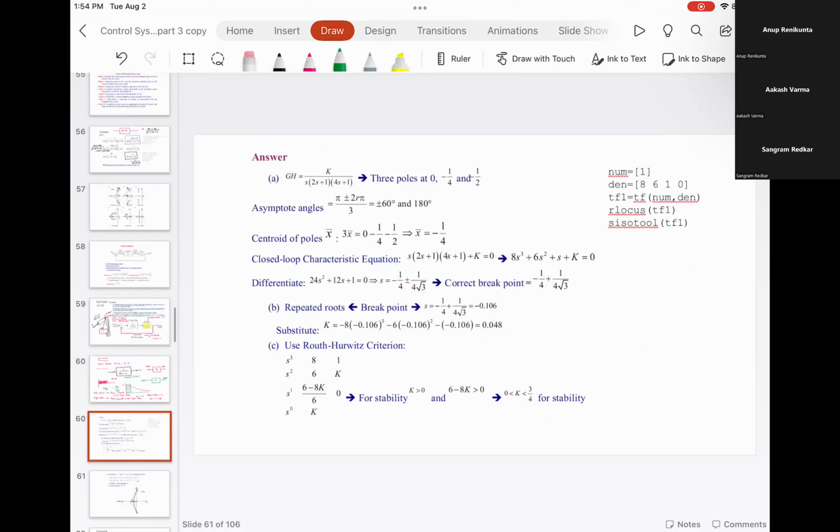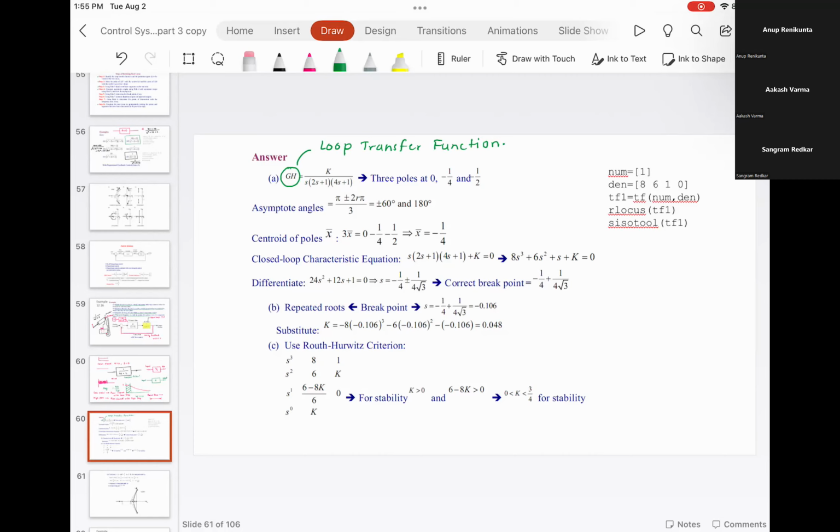So how do we solve this problem? Now there are two ways to solve this problem. The first way is we find out the loop transfer function. This loop transfer function is G times H. And then we find out the poles by equating the denominator to zero.